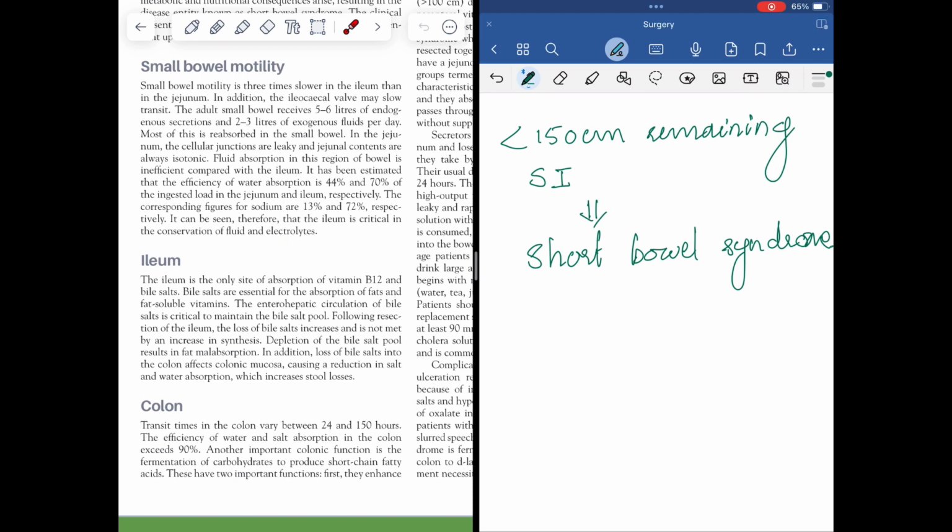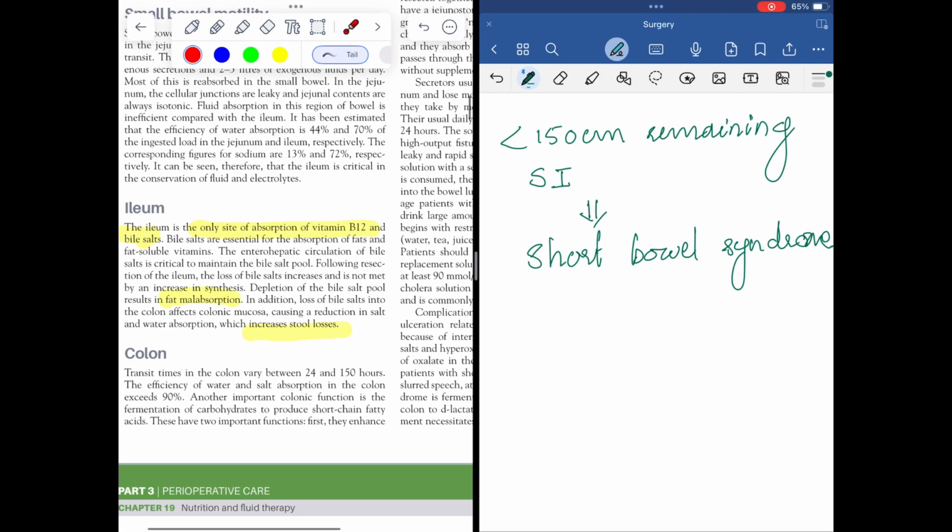Now, ileum is the only site of absorption of vitamin B12 and bile salts. Bile salts we need for the absorption of fats and fat soluble vitamins, as we already know. The enterohepatic circulation is critical to maintain the bile salt pool. After the resection of the ileum, this is not met, so loss of bile salts will increase and the synthesis will not meet the demand. Depletion of bile salt pool will result in fat malabsorption. Also the colonic mucosa is affected because the bile salts are lost into the colon, and that will increase the stool losses of salt and water.